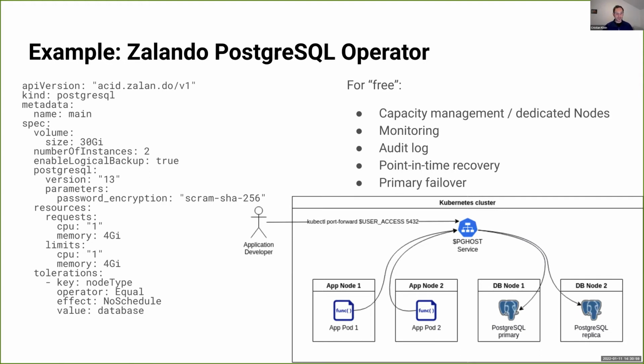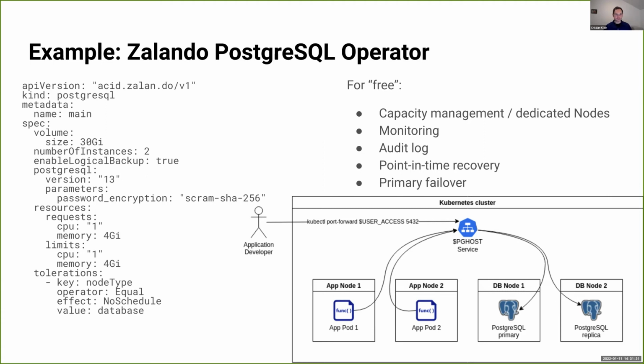And below, we also set some tolerations, to make sure that it only runs on specific database nodes and that there is a certain level of isolation between the nodes that are running an application and the nodes that are running a database, for better capacity management. And just by writing these rather few lines of code, you're essentially getting capacity management for free. So the database cluster will run on dedicated nodes. Thanks to the features in compliant Kubernetes, you get monitoring for free. You also get an audit log for free.